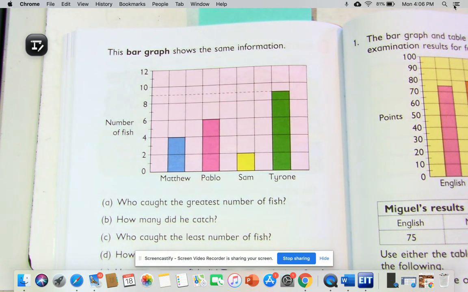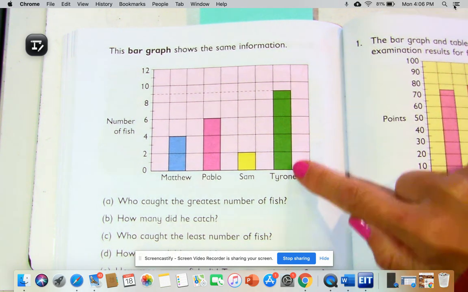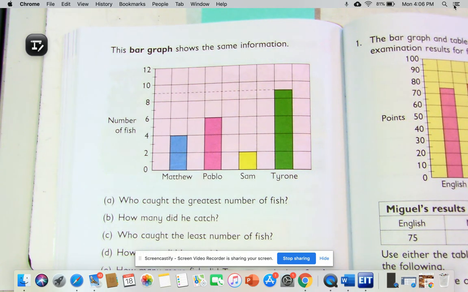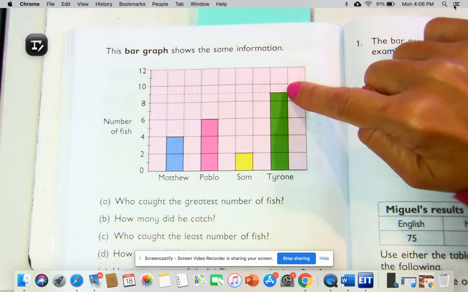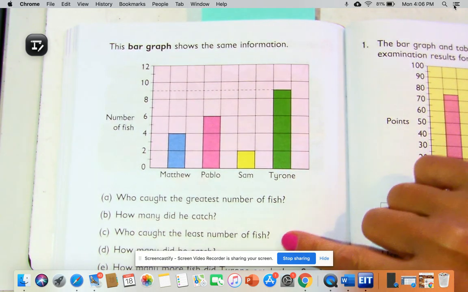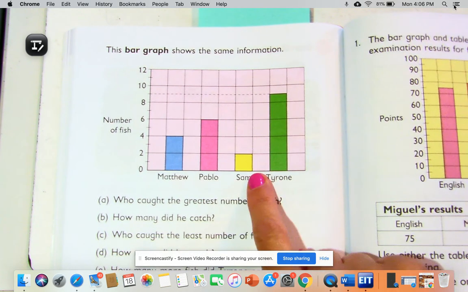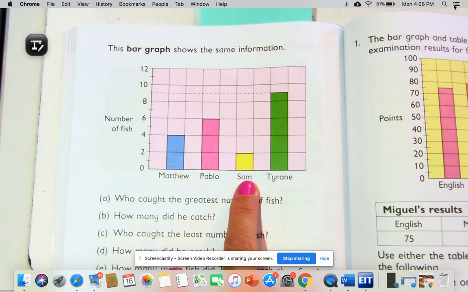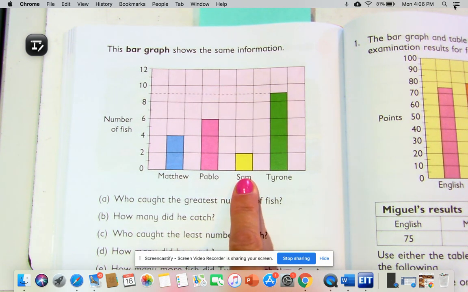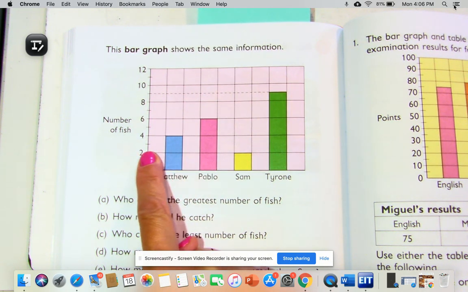All right, it says who caught the greatest number of fish. And here we can see quite easily that Tyrone's bar is the tallest. So he caught the most fish. How many did he catch? We already said he caught 9 fish. Let's see, who caught the least number of fish? That would be Sam, because he has the shortest bar. And how many fish did he catch? Well, we know from the other page that he caught 2, but if we didn't have that page, we can just look here. Where does the top of the bar go? Use our finger, and there's the number 2.